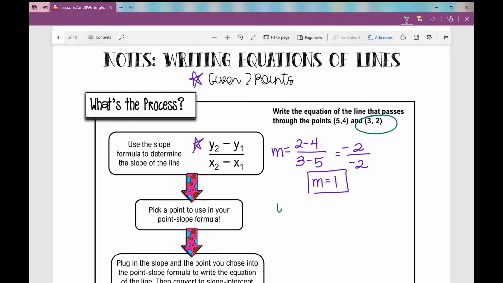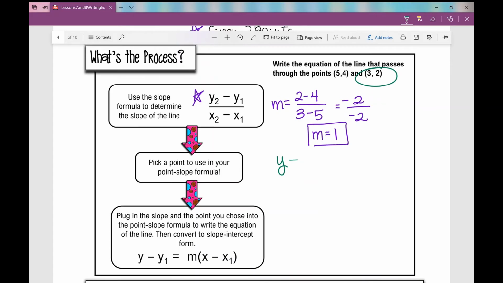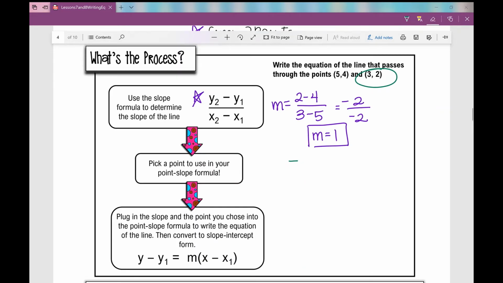So y minus, and actually I'm going to zoom down here. I'm going to say my slope is 1, and then the point that I'm using is (3, 2), and now we're back to where we were yesterday, where it looks exactly the same as what we did yesterday. So y minus that y value, which is 2, equals the slope of 1 times x minus the x value. And now what do I need to do? I need to convert it to slope-intercept form.